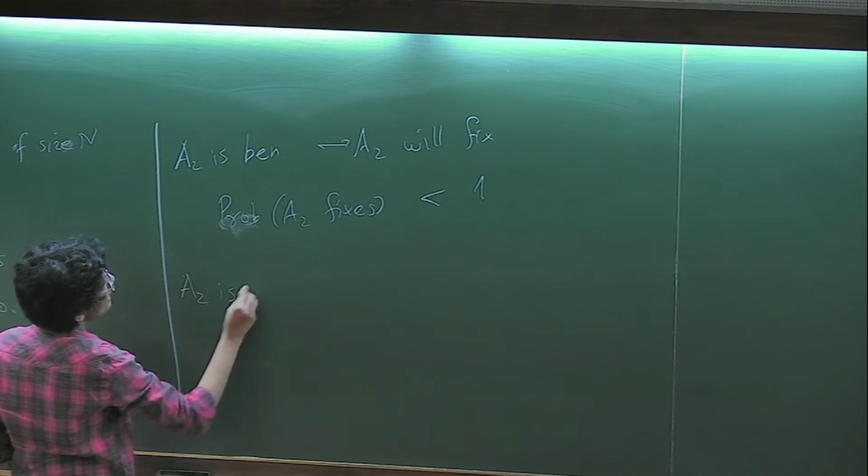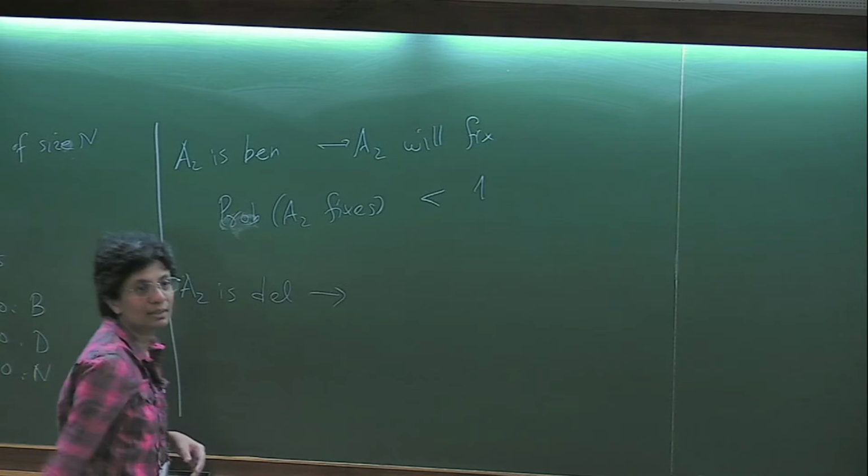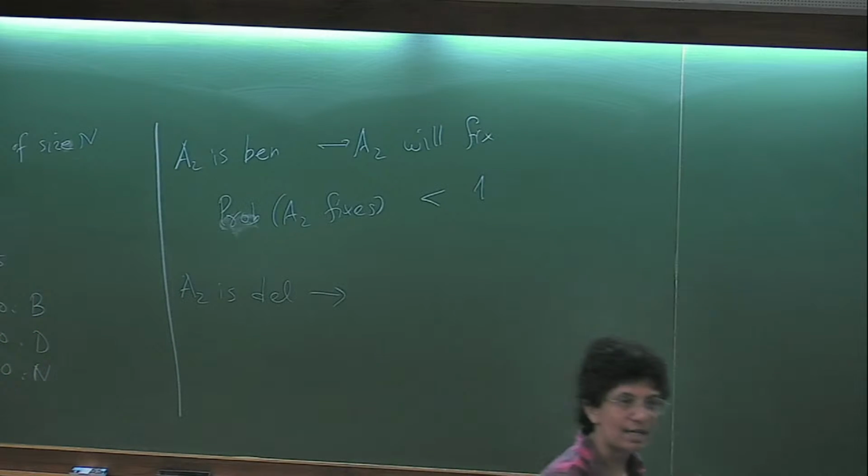Suppose A2 is deleterious. So I want to hear from this section. Somehow, I am not getting any answers from you guys. Suppose A2 is deleterious. Then what do you think will happen? What's your intuition? Can you tell me? What do you think?